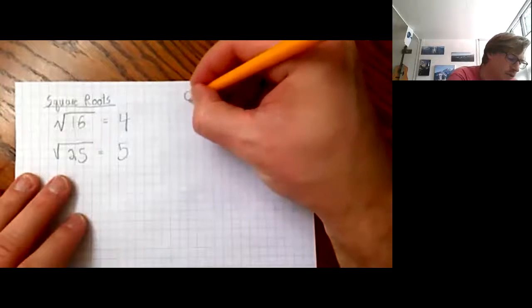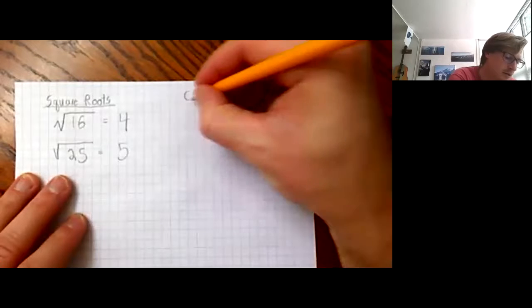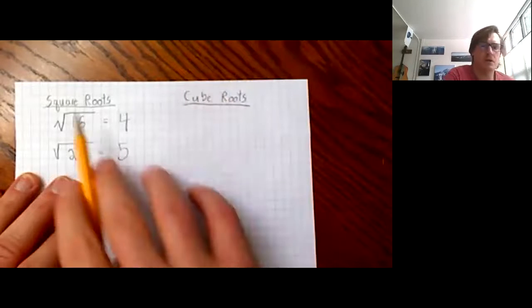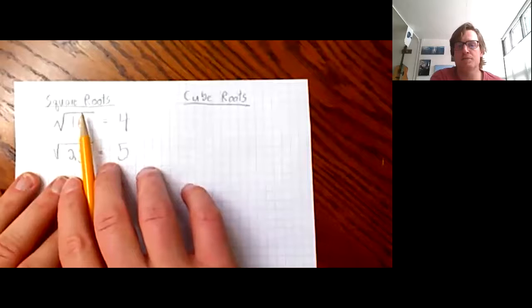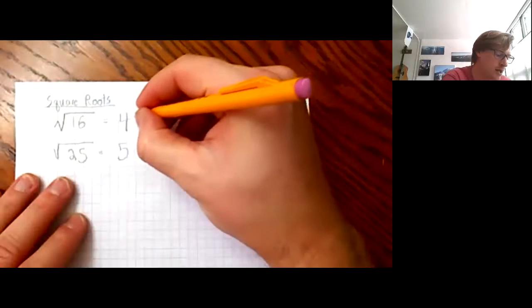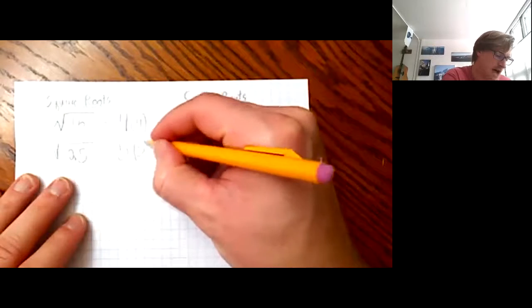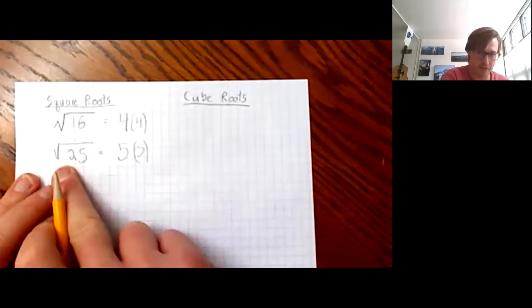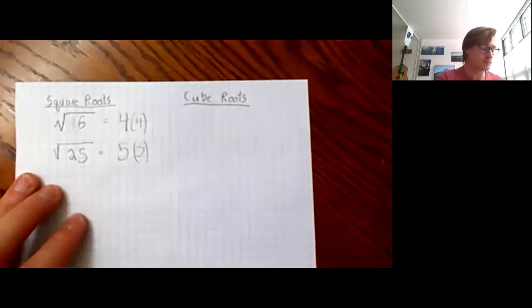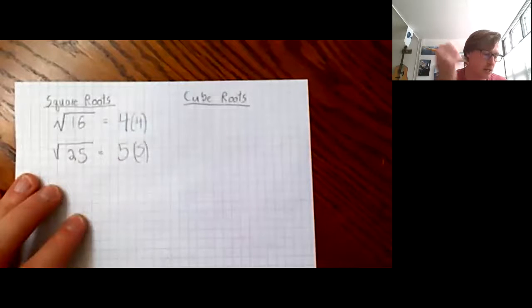Moving on, cube roots. We're talking about square roots. We're talking about numbers multiplied by itself. So 2 of these numbers. 4 times 4 equals 16. 5 times 5. So I've got 2 numbers multiplied by themselves equaling my square root there. Cube roots, it's 3, okay?